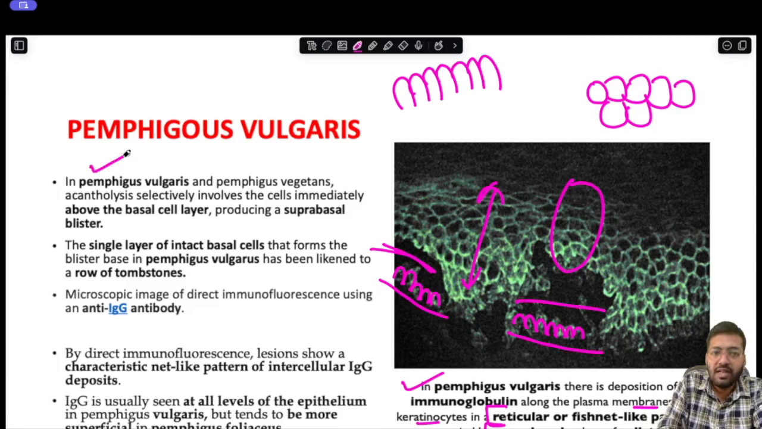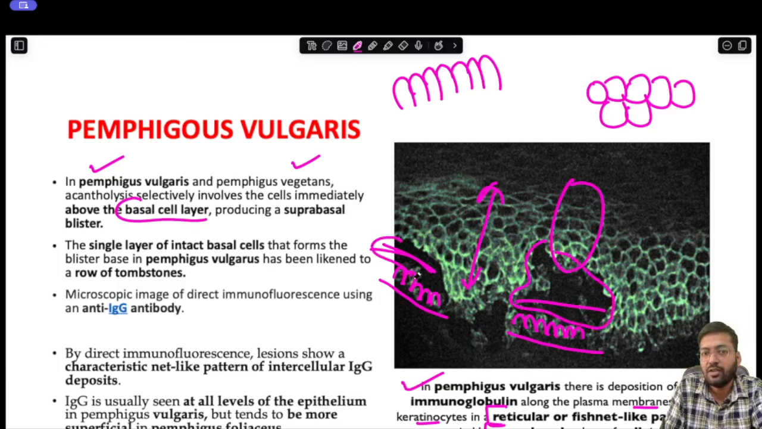So in pemphigus vulgaris as well as in pemphigus vegetans, acantholysis selectively involves the cells immediately above the basal cell layer. As I have already shown you, the cells are separating just above the basal cell layer. This separation of cells is called acantholysis, and it is happening suprabasally. So they are producing what is known as a suprabasal blister.